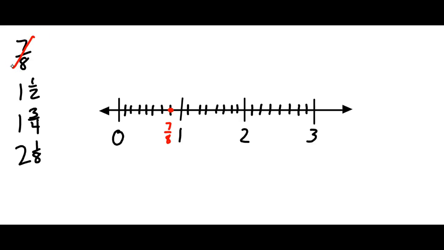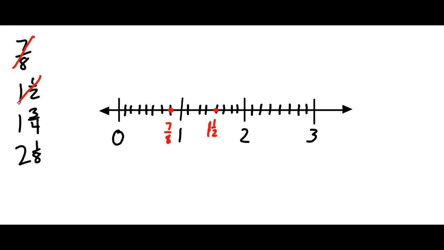Now I need a point at 1.5. Well, we know that 1.5 is equivalent to 1 4/8. So I'm going to start at 1, and I'm going to find 4/8. So there's 1, 1/8, 2/8, 3/8, 4/8. So this is 1.5. Okay, and I am going to label it as 1.5, not 1 4/8, because we were supposed to plot 1.5, not 1 4/8, but we know that 4/8 is where it belongs.